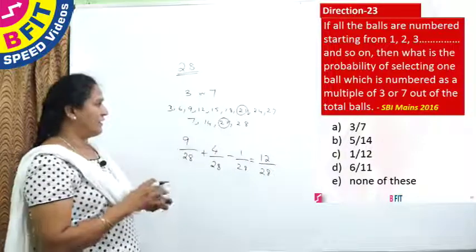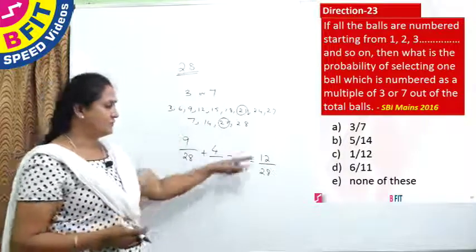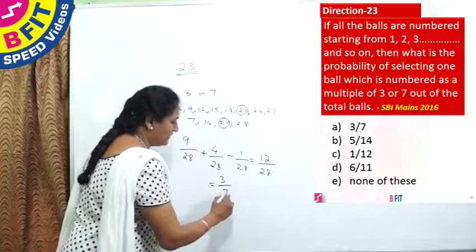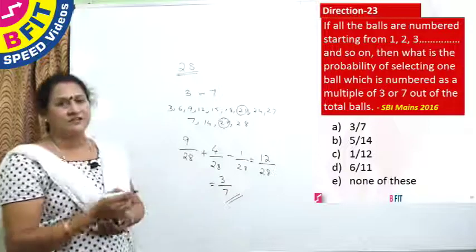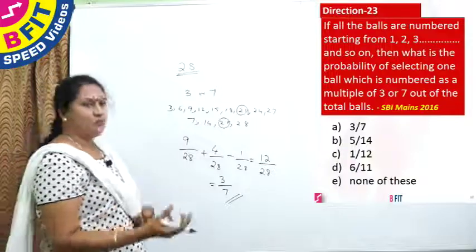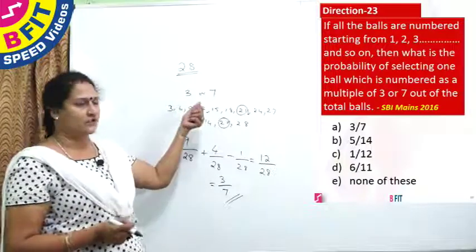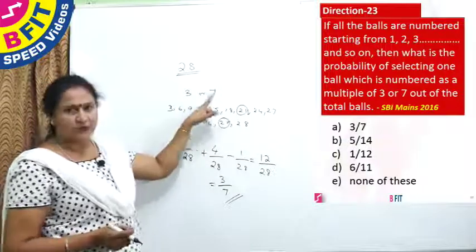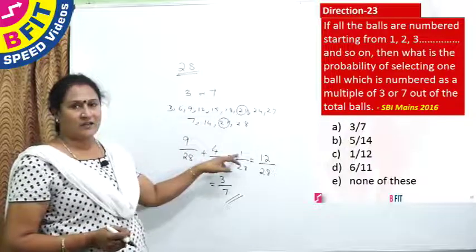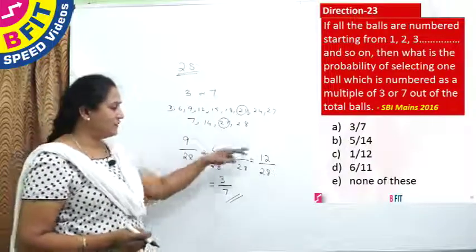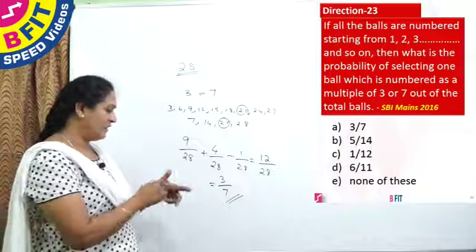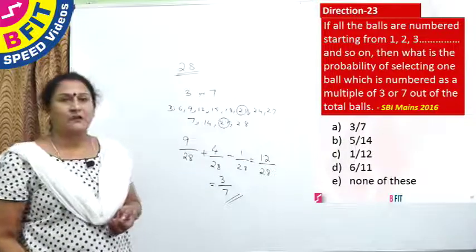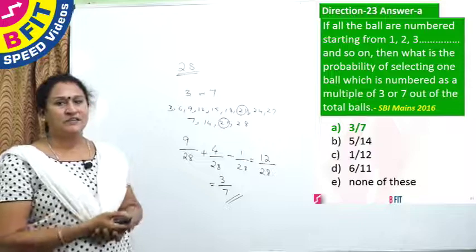So the probability of getting a ball which is a multiple of 3 or 7 is 12 by 28. After cancelling, 4 times 3 is 12, 4 times 7 is 28, so the answer is 3 by 7. To get a ball numbered as a multiple of 3 or 7, for 3 we have 9 numbers, for 7 we have 4 numbers, and 21 is repeated. So subtracting, 12 by 28 or 3 by 7 is the required probability. The option is A, 3 by 7, is the answer.